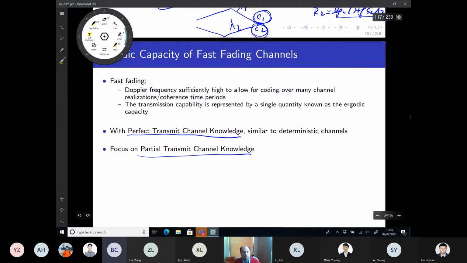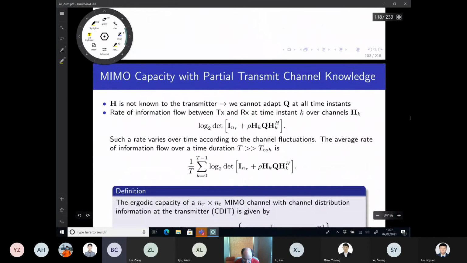But you could also have no channel knowledge or partial channel knowledge at the transmitter. For instance, you know the distribution of your channel gain, but you don't know exactly which channel realization you have. In that case, you can define an ergodic rate or ergodic capacity. So let's go over that. Let's imagine that I don't know the channels at the transmitter. So H is not known, but I may know the statistics of H. If H is not known, I cannot change Q, the input covariance matrix, for each channel realization because I don't know it, right?